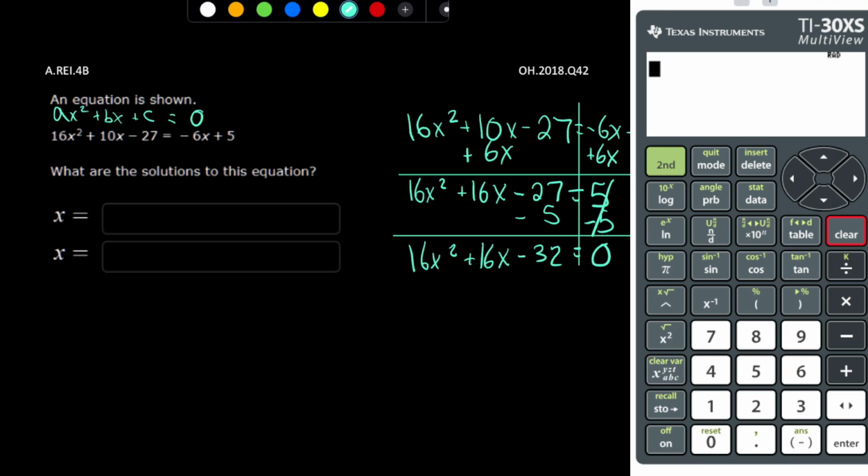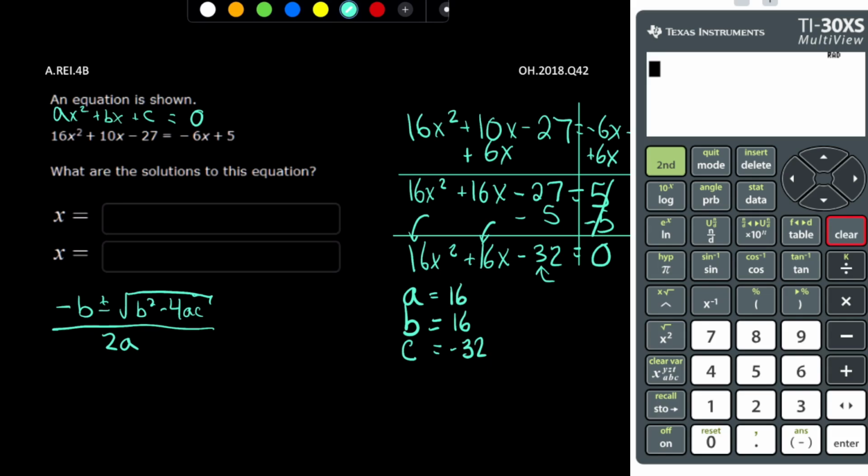So we've now reached ax squared plus bx plus c equals 0. So like I said, our next step, let's identify a, b, and c. A is your coefficient to your x squared, that is 16. B is your coefficient to your x, that is also 16. C is your constant, negative 32. And now it's time to work with some big numbers. The quadratic formula is negative b plus or minus radical b squared minus 4ac all over 2a.